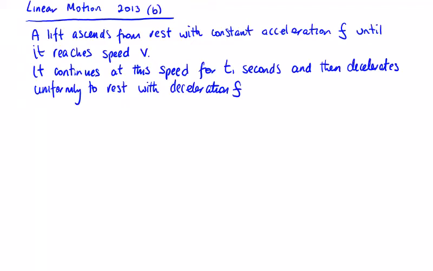Linear Motion 2013. A lift ascends from rest, constant acceleration f, until it reaches a speed of v. It continues at this speed for t1 seconds, we're given this t1, and then decelerates uniformly to rest with deceleration f. Part 1, you're asked to draw a speed time graph.